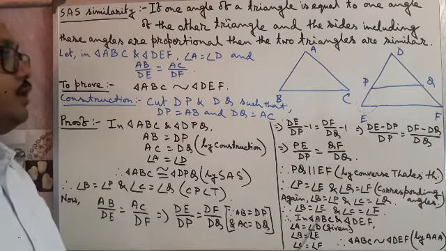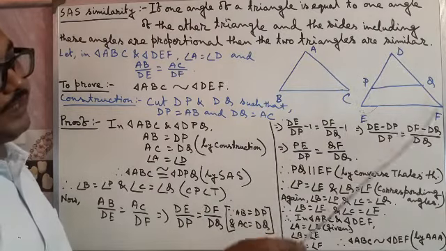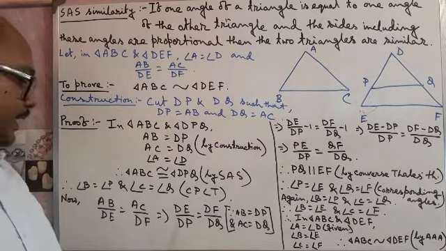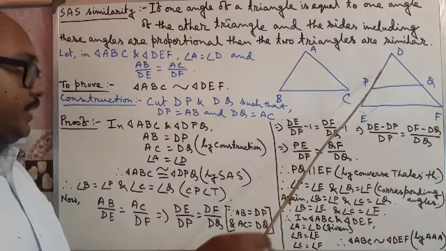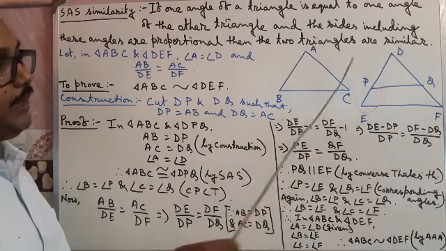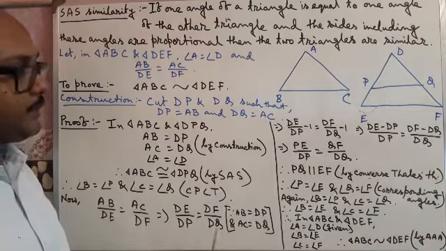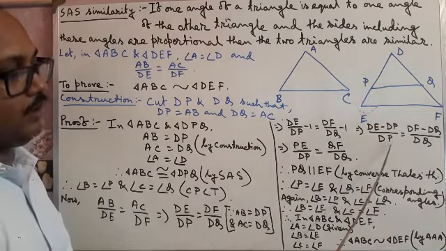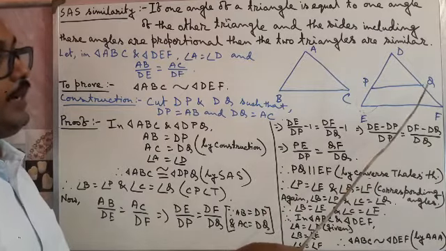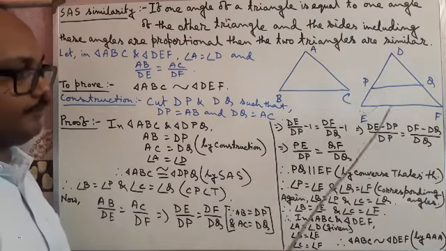Specificity. It is given that AB by DE is equal to AC by DF, and AB is equal to DP and AC is equal to DQ. So we can write DE by, instead of AB, that is DP, is equal to DF by, instead of AC, that is DQ. Now subtracting 1 from both sides and doing this calculation, we will get PE by DP is equal to QF by DQ. So by converse Thales theorem we can say that PQ is parallel to EF.